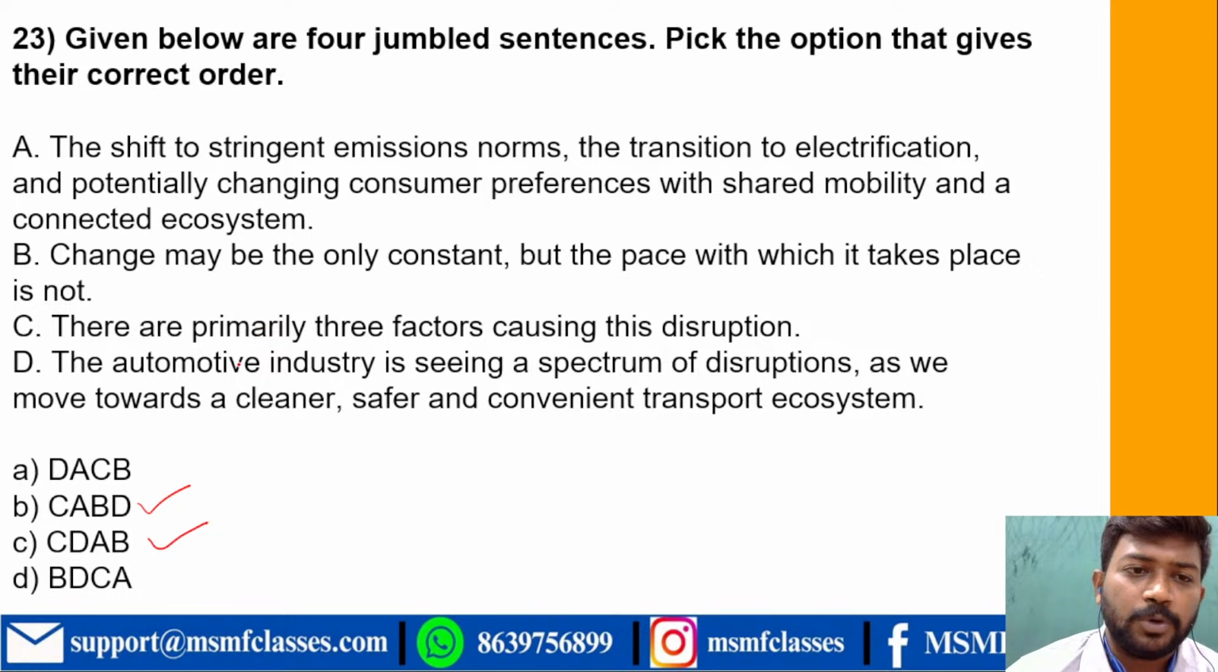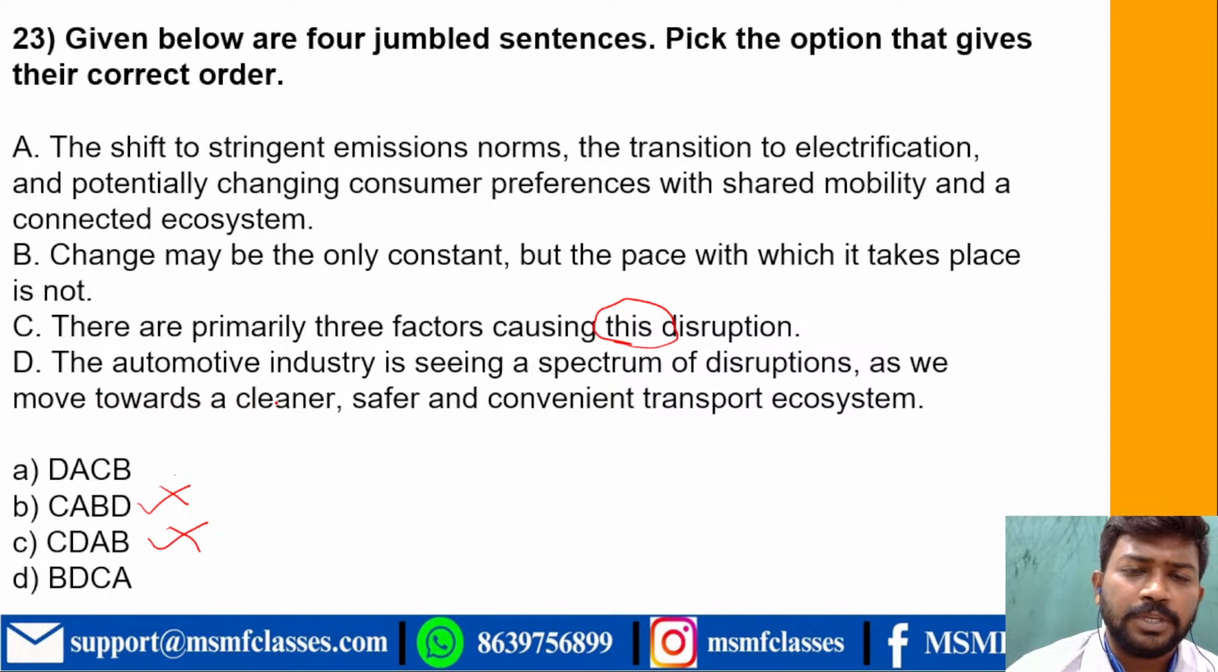So here they are speaking about a disruption. The shift to stringent emissions norms, the transition of electrification. I think they are speaking about this disruption. So what is this disruption? So it cannot be the first sentence. They are speaking about some other disruption. So option C you can eliminate at the both. You can go with DACB or BDCA. Now let me check D.